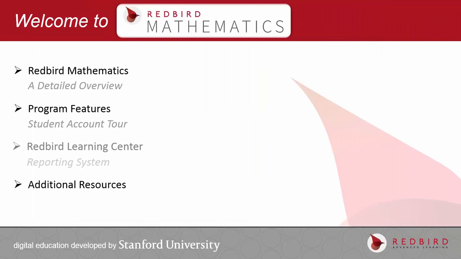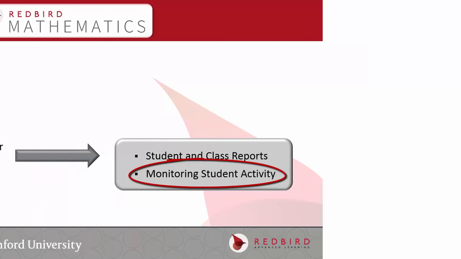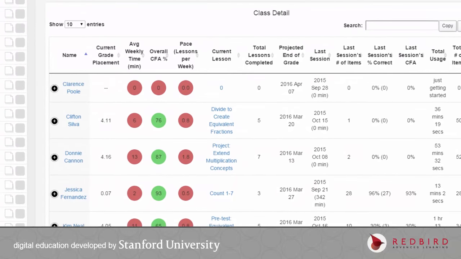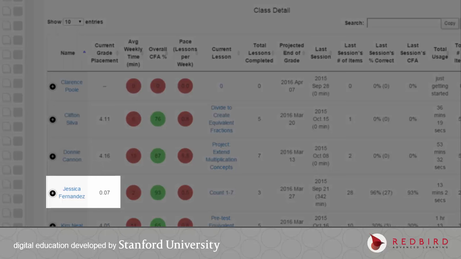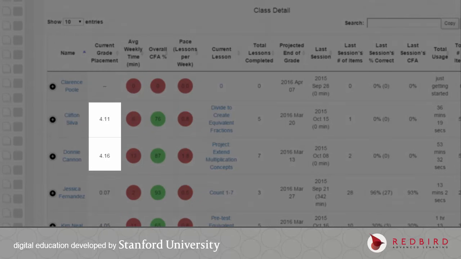Now that we've explored the types of reporting available in Redbird Learning Center, let's take a look at how you might use the reports to monitor student activity. Let's take a look at Jessica. She's in my 4th grade class, but her current grade placement indicates that she's only 7% of the way through kindergarten, or grade 0. That seems a bit off, because I know Jessica, and I know she should be working closer to the 4th grade level.